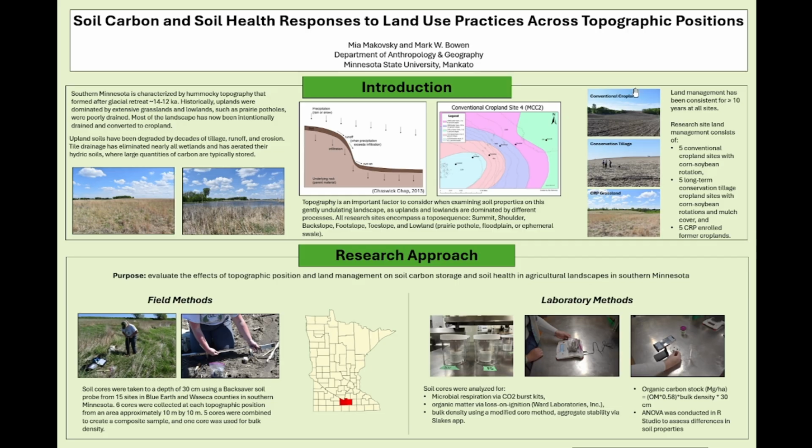So we have conventional croplands, which are very run-of-the-mill. You will see these fields all over southern Minnesota. Then we have conservation tillage, which is kind of an intermediate conservation practice. And then we have the best conservation practice you can do on a cropland, by taking it out of production.